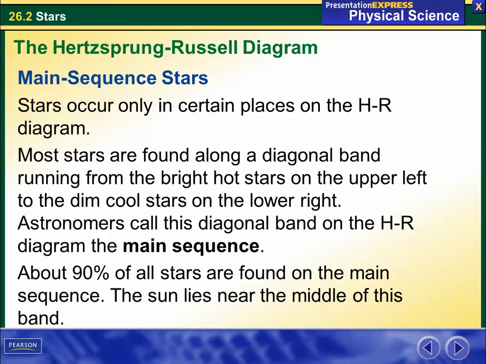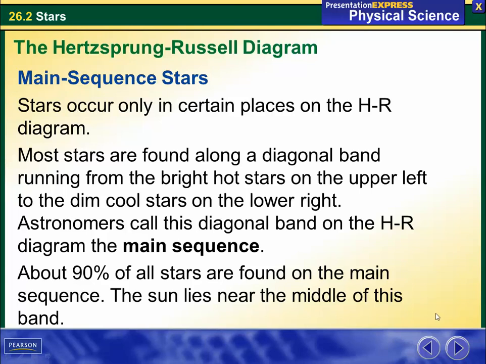About 90% of all stars are found on this main sequence, and again, the sun is lying near the middle of this band, kind of giving an idea that the sun is an average star. Again, that average star is just perfect for us in sustaining our life, though. So again, 90% of all stars are found on this main sequence.